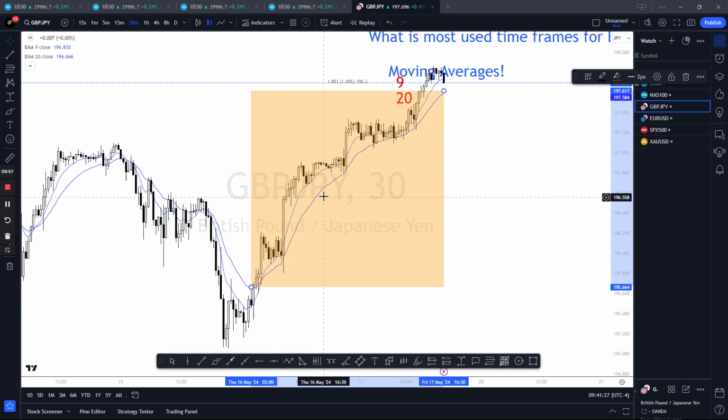The 9 does hug it as well, but you've been stopped out here if you're looking for a close and would have missed this rerun up here, and then this consolidation here.